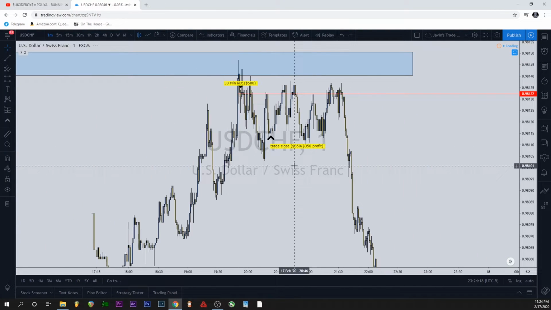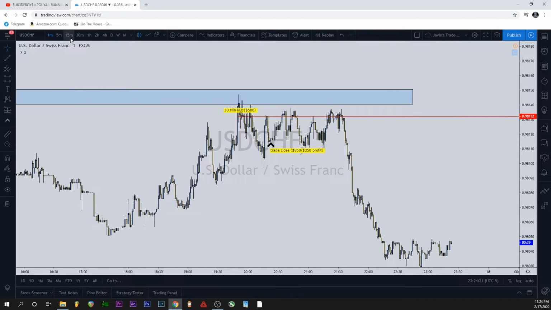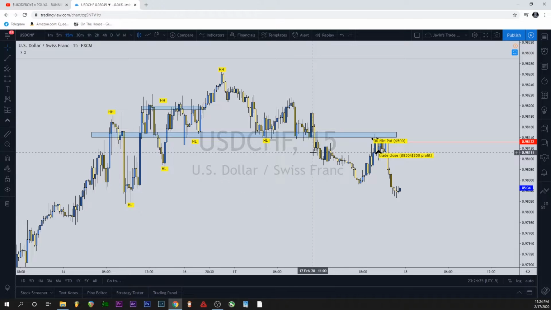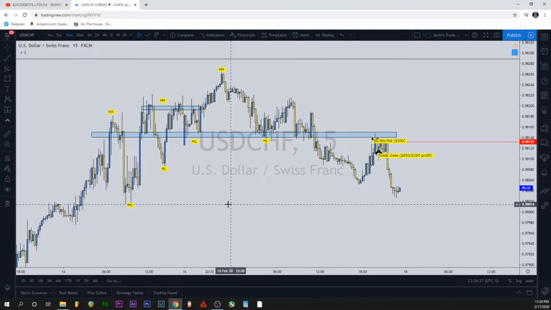It's a very, very simple trade. You guys know by now that I like to keep trading as simple as possible. There's no need to overcomplicate it. It's just about being patient and waiting for the trade to come to you.